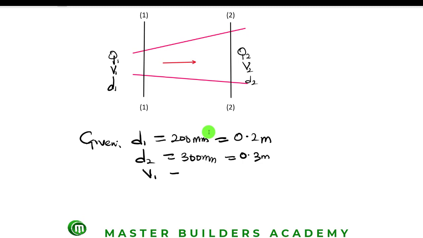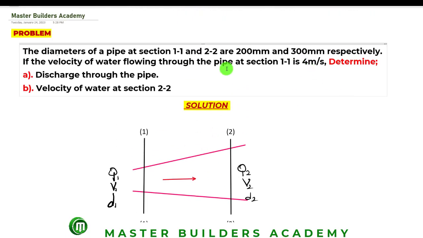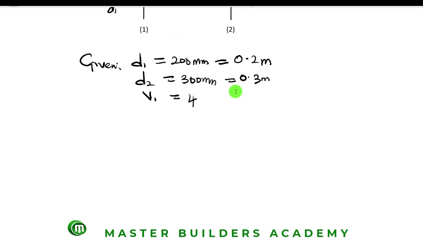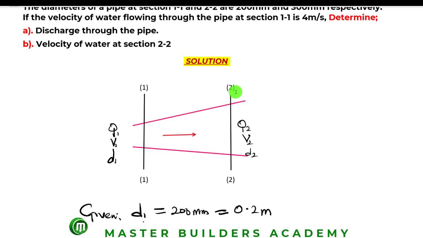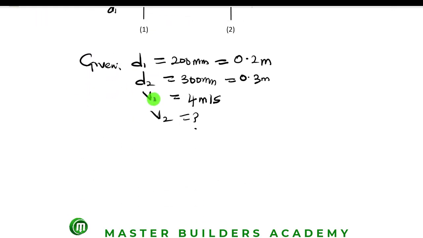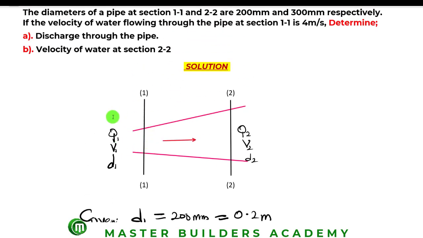And again we're given V1. Looking up, the velocity of the pipe at section 1 is 4 meters per second. So here we have 4 meters per second, but V2 is not known. From the question we are asked to find the discharge through the pipe and also the velocity of water at section 2. The first thing to do is to record the equation of discharge. Discharge Q is given as area multiplied by the velocity of flow. This is the general equation, but because of the nature of this pipe, Q1 is equal to Q2, because this pipe is one. Whatever enters through section 1 will definitely be discharged at section 2.